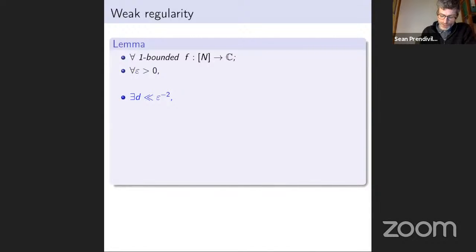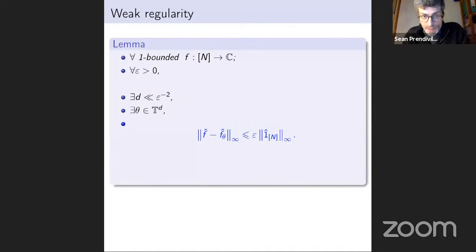Once those have been fixed, you can find a dimension of a torus, D, bounded in terms of epsilon, and a frequency vector, theta, such that the random Bohr translate projection of F with respect to this frequency vector, theta, is close to F in the L infinity Fourier norm by an epsilon proportion. So we call this a weak regularity lemma.